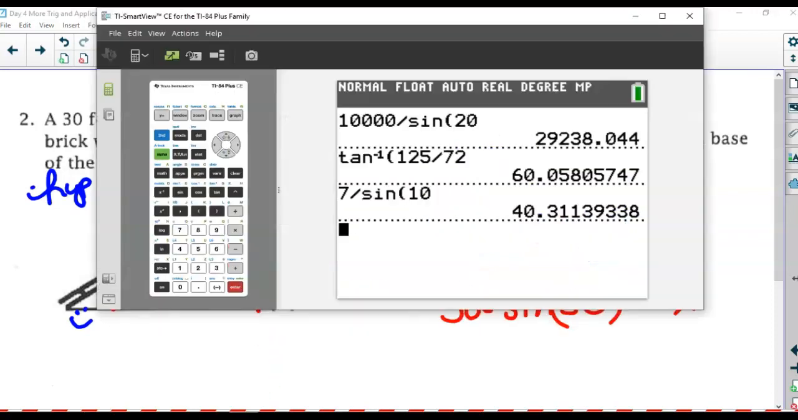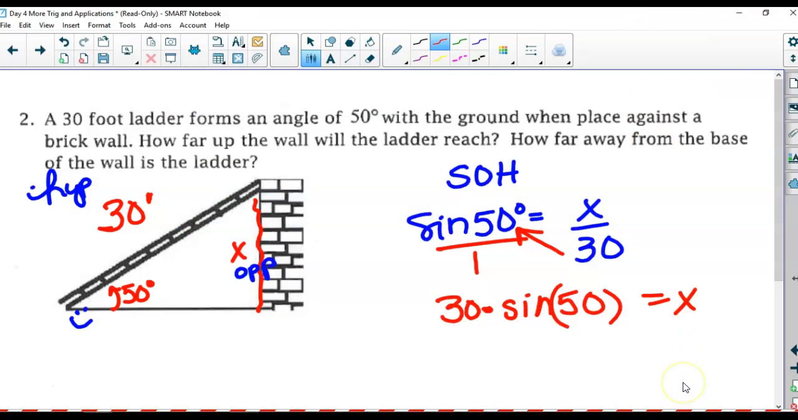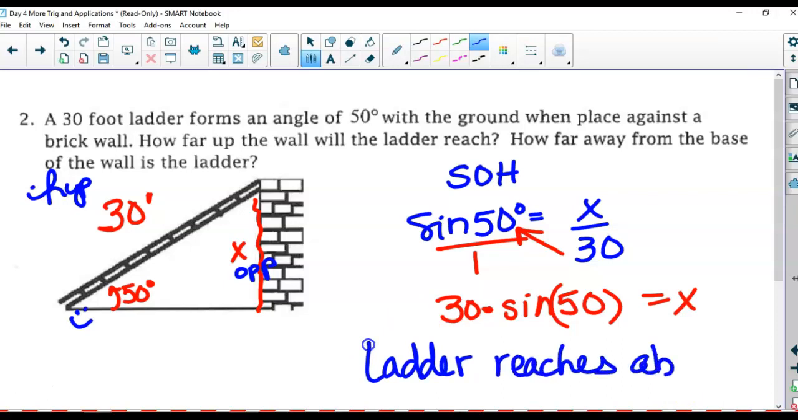So if I go to the calculator, 30 times the sine of 50, I get basically 23 feet, yes. So the ladder will reach about 23 feet up. All right, you may need to pause if people need more time, but I'm jumping down to number 4.